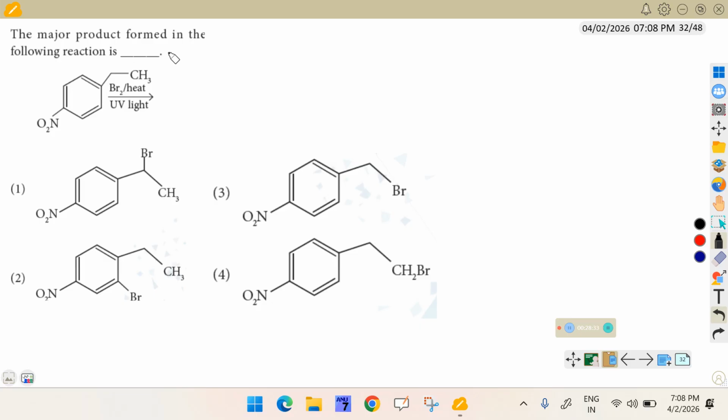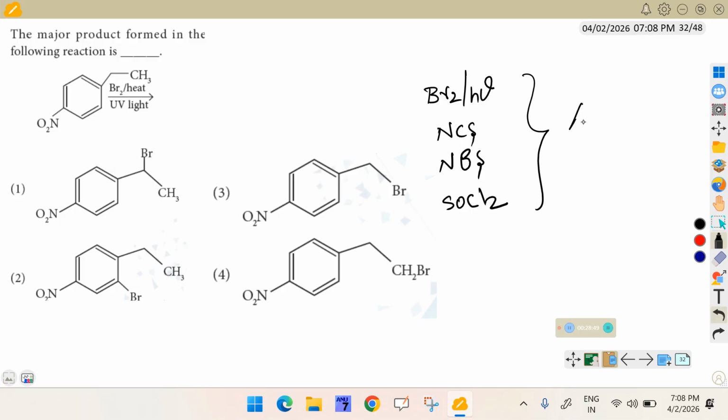The major product formed in the following reaction. The chemical reaction takes place in the presence of bromine and sunlight. Not only bromine and sunlight, NCS, N-chlorosuccinimide, N-bromosuccinimide, SOCl2. All these are allylic or benzylic substitution favorable reagents. So here a benzylic carbon atom is present. So substitute bromine at the benzylic position. First option correct.